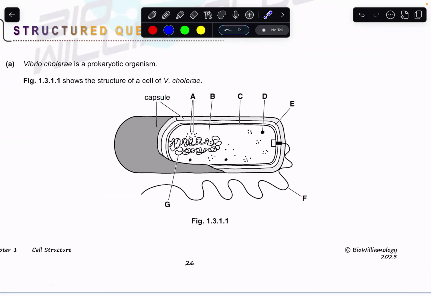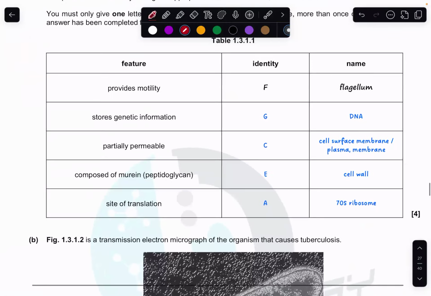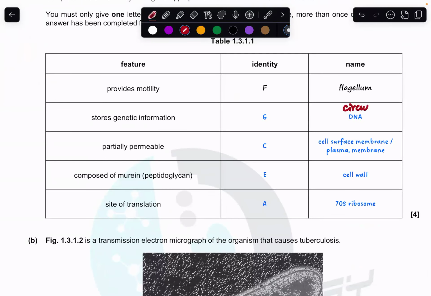A is the ribosome. Now, what about B? B is the cytoplasm. D might be some granule, the storage granule. E we know is the cell wall. F is the flagellum. Sorry, G is the DNA, circular DNA. So in this case, to give a better answer, it must be circular DNA.